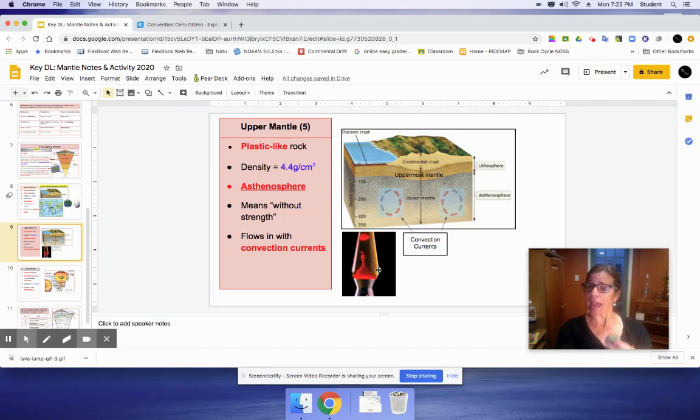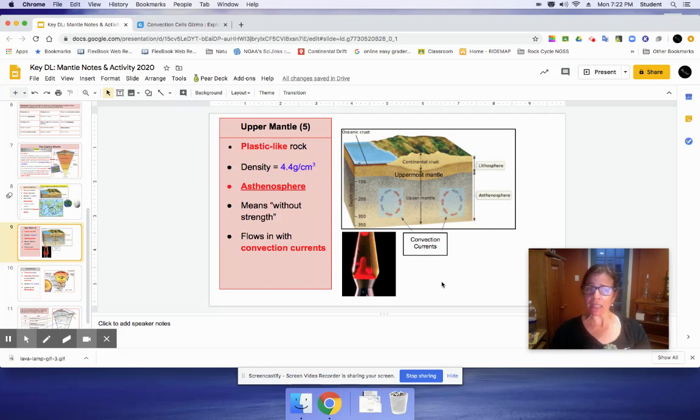Because what's happening in that lava lamp, we believe, is very similar to the process that is happening here in the upper mantle with this up and down and all around motion. That motion is called convection.